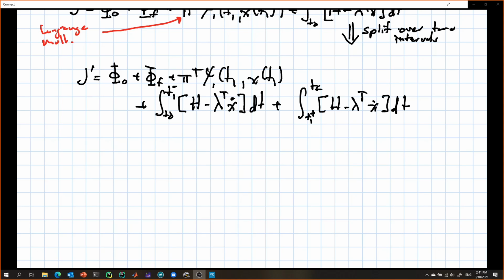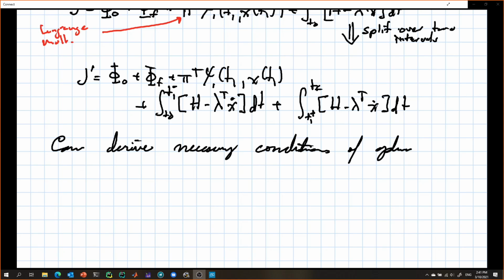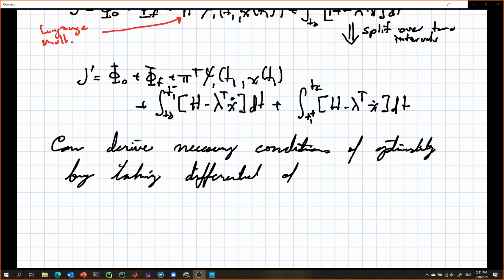So, as you would expect, we can derive necessary conditions of optimality by taking the differential of J prime.